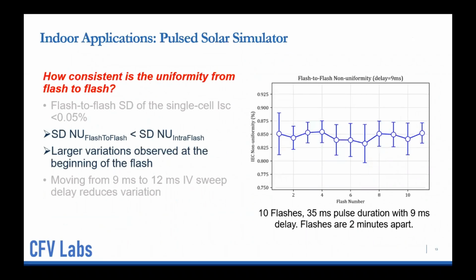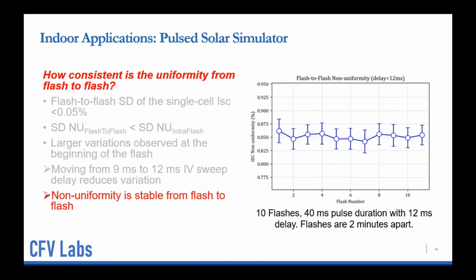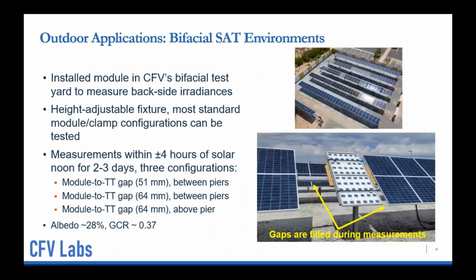That's potentially a problem. And one thing we did observe is that there's larger variation at the beginning of the flash, as we saw in the earlier plot. And again, if I then move to a 12 millisecond delay, you see this all tightens up just a little bit. And so we can draw the conclusion, overall, the non-uniformity is stable from flash to flash. So this is a pretty useful piece of information for us.